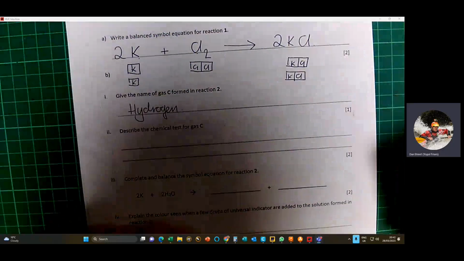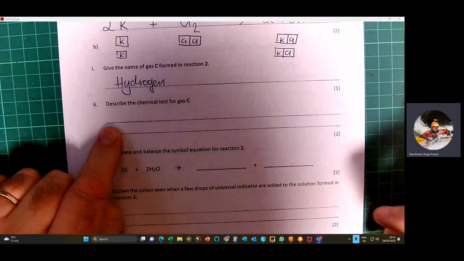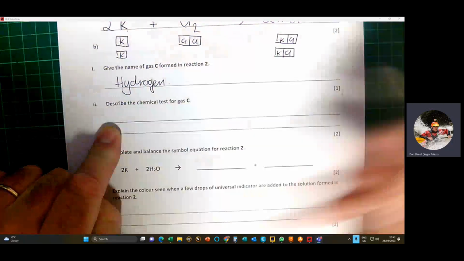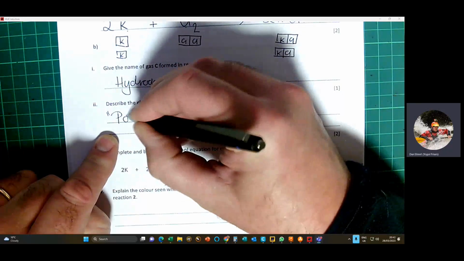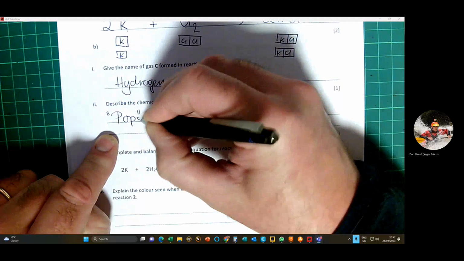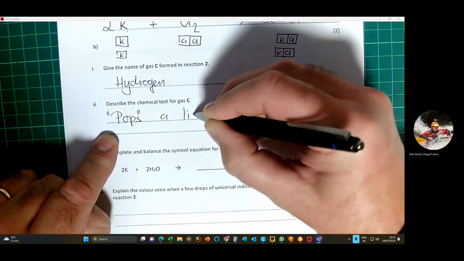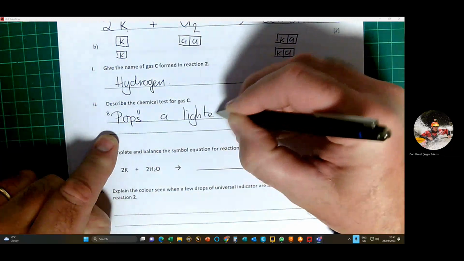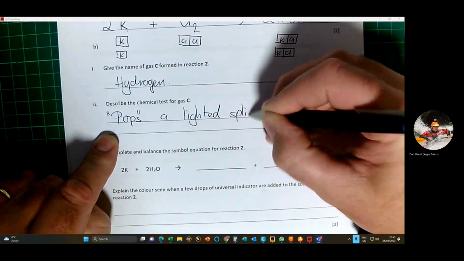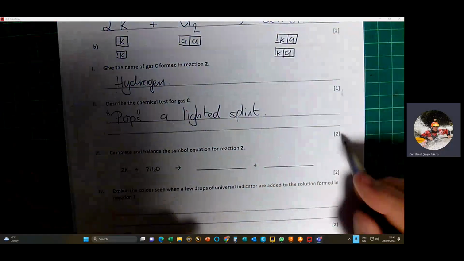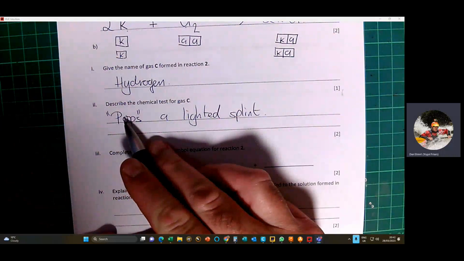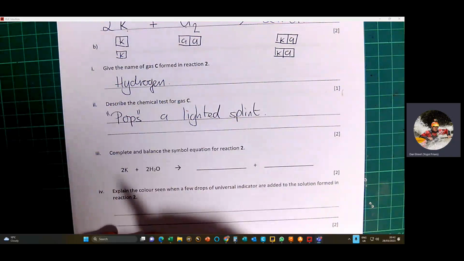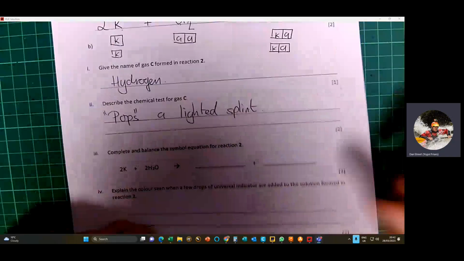And then describe the test for the gas C. Again, this is a knowledge question. You need to know this. So hydrogen, it pops a lighted splint. Okay, so the 2 marks there are for the lighted splint, some form of ignition, and the fact it makes a pop sound. Squeaky pop might actually be a little better.